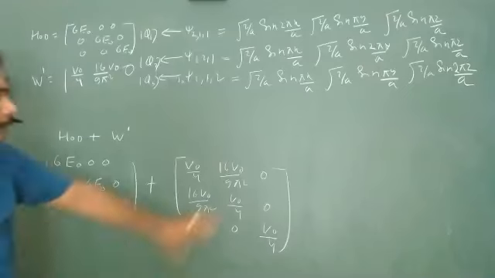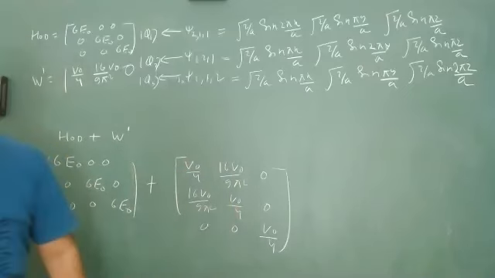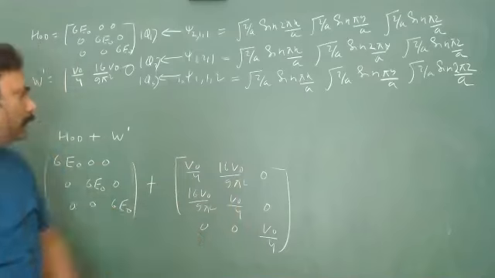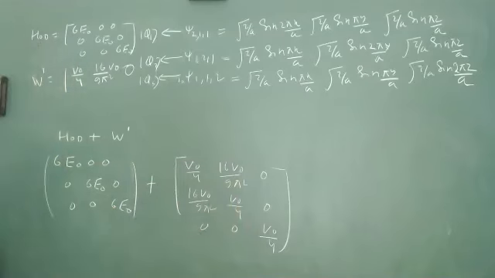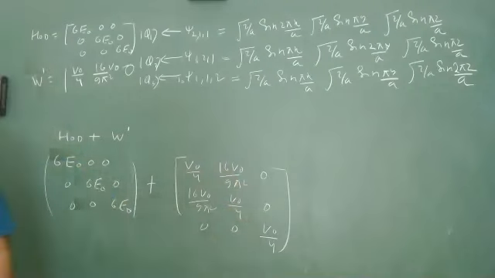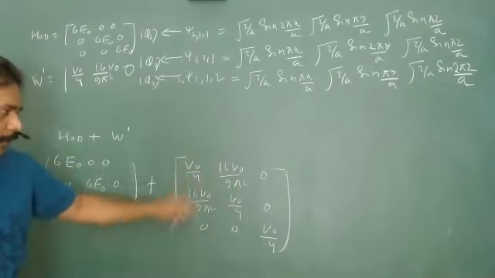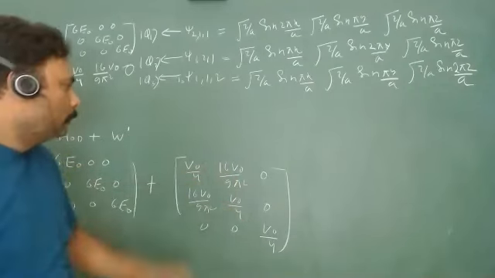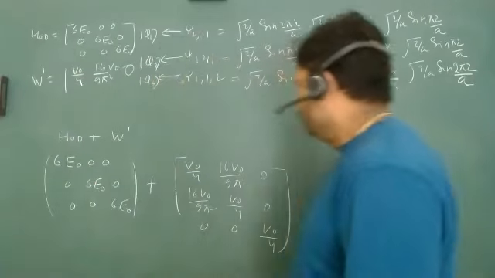Can anybody tell me what will be the diagonal term? If you diagonalize W dash, what will be in the diagonal term? The eigenvalue. The eigenvalue of this matrix will come into the diagonal term. So what you have to do is just calculate the eigenvalue of this particular matrix. So let's calculate the eigenvalue.